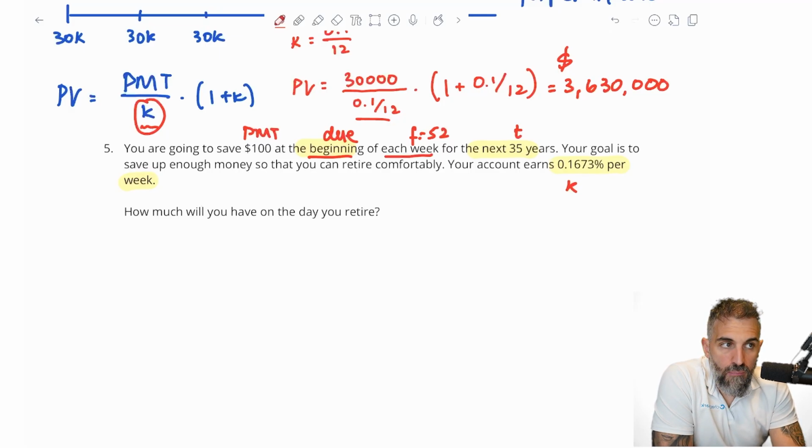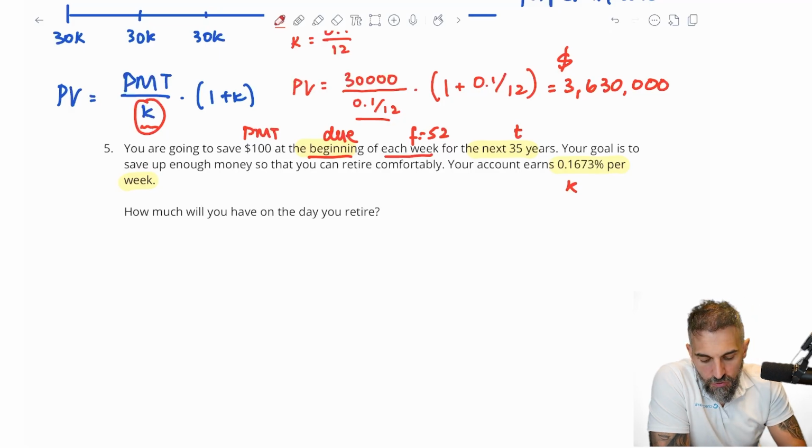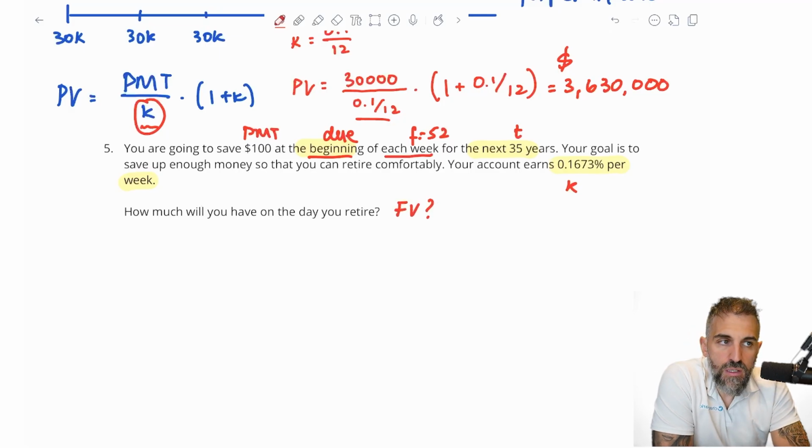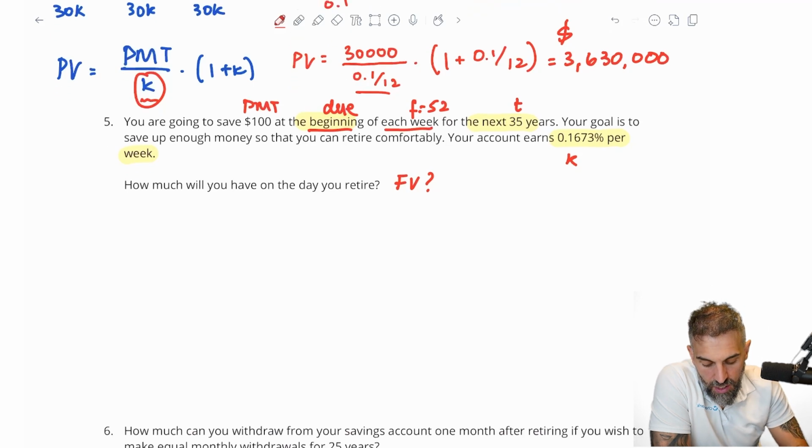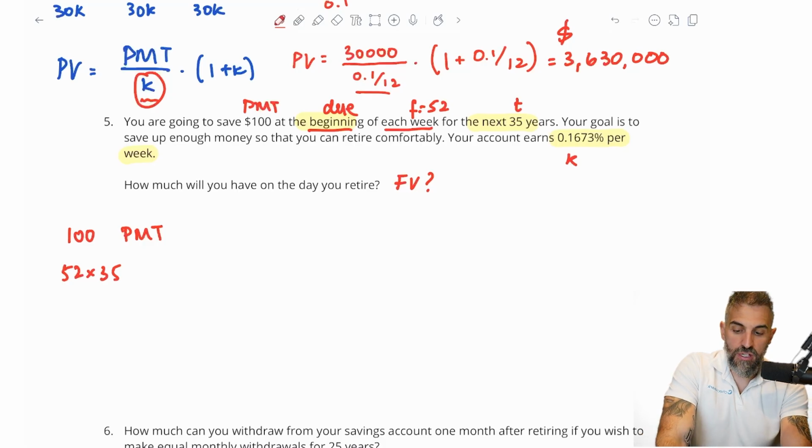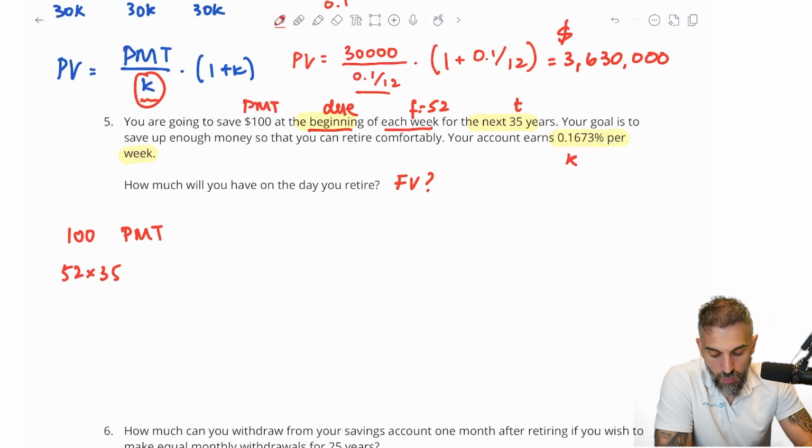So we are looking for the amount you're going to have when you retire. What is your future value? So on your financial calculators, 100 is your payment. Your N is going to be 52 times 35 because you're paying 52 times per year, because it's weekly, for 35 years. So 1,820 is your N.